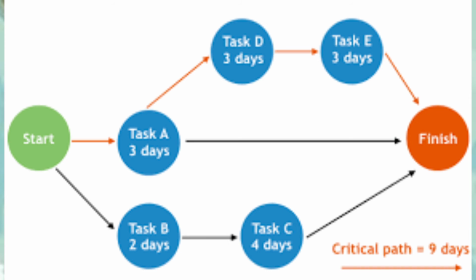The series of activities that will combine to take the longest to complete the project is known as a critical path. Identifying this critical path is very useful in managing the project, because a delay in any of these tasks on the critical path will lead to a delay in the entire project.